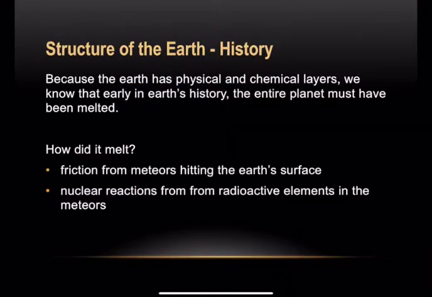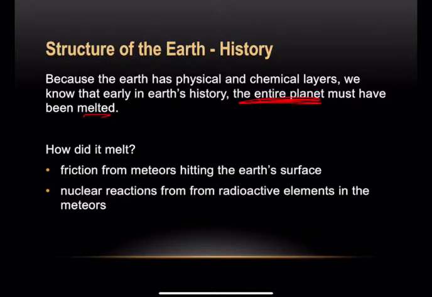All right. We're going to talk in a little bit about how Earth has physical and chemical layers. And because it has these physical and chemical layers, we know that something must have happened to turn solid rocks into a bunch of melted rock. All of it had to be melted at some point, or we wouldn't have different kinds of layers. So how did the entire planet melt? Right? Now, it happened in two different ways.